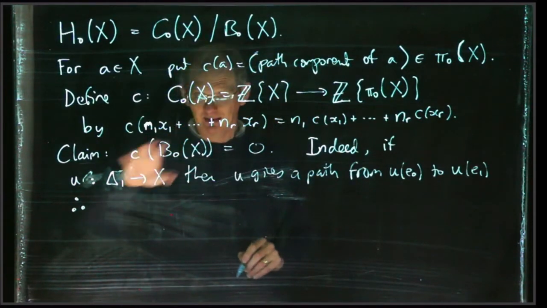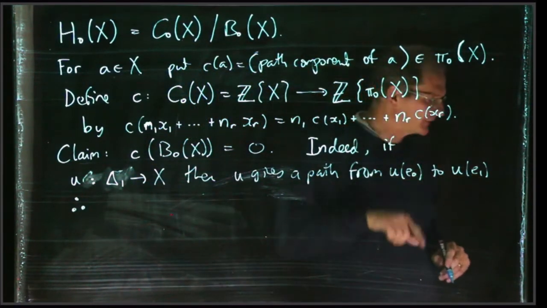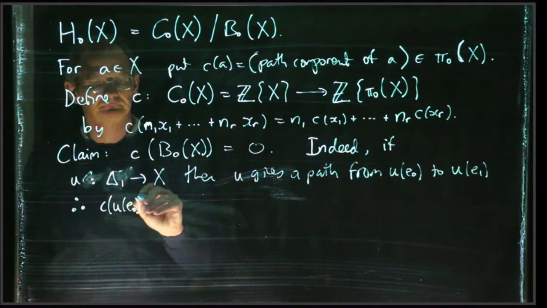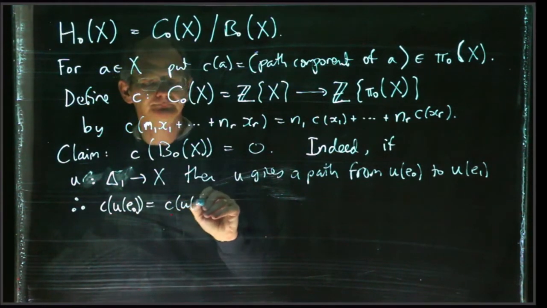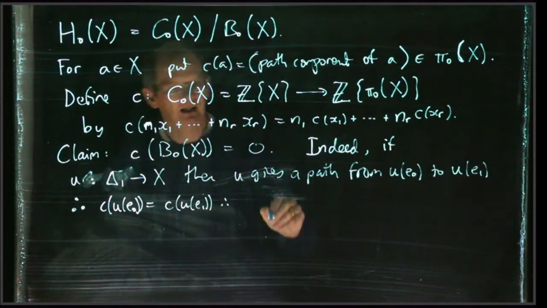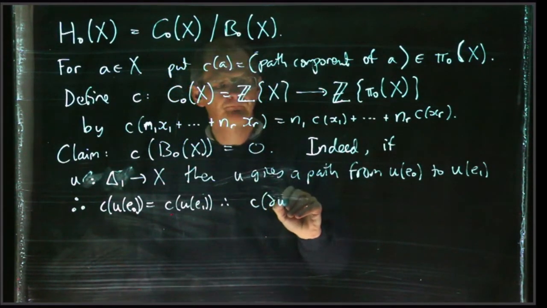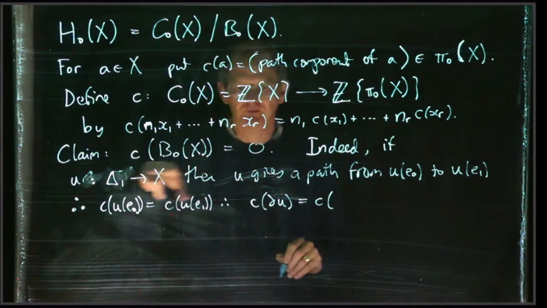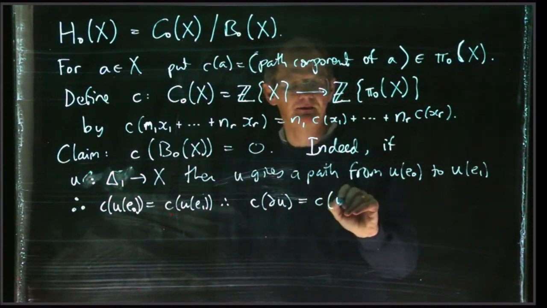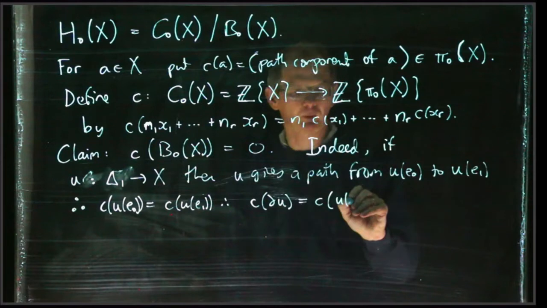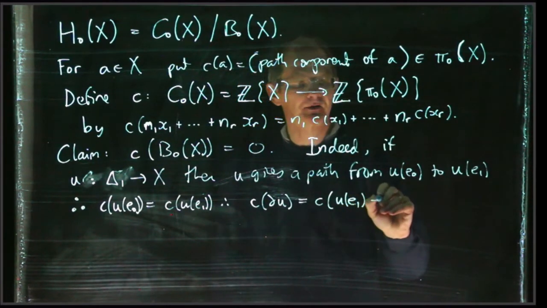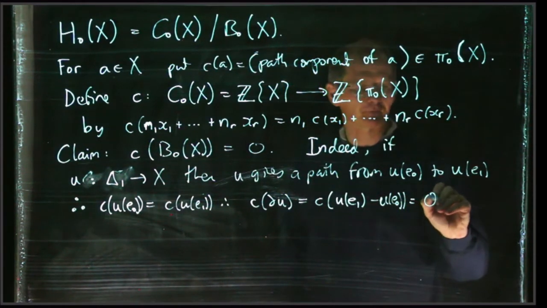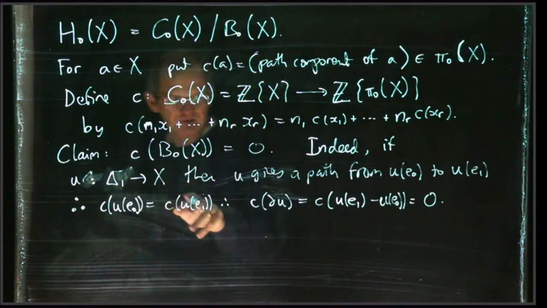So this is basically a path in X, and these are the endpoints of the path, and they're the same. So that means that C of U of E naught is the same as C of U of E1. And therefore, if we do C of dU, well, what's dU? The boundary of a path is just the difference between the endpoints. That's the definition of d on one-chains. So this is U E1 minus U E0. Okay, so that's just 0, because these two things are the same.